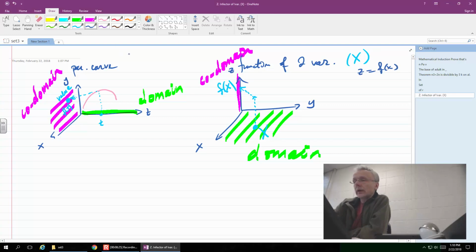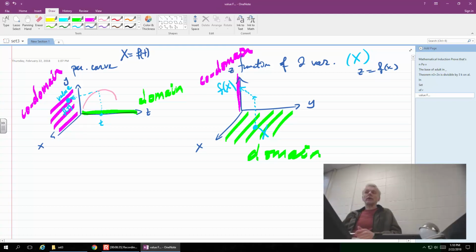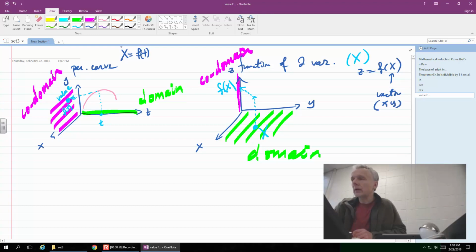And here I'm talking about x equal f of t. So once again, in either case, x is the vector. I'm sorry I didn't put a vector here. I didn't capitalize it to make that point. So it's a vector, in fact a vector in xy. Similarly here, this one is a vector, and it is xy. Just a two-dimensional vector. So that's the similarity.